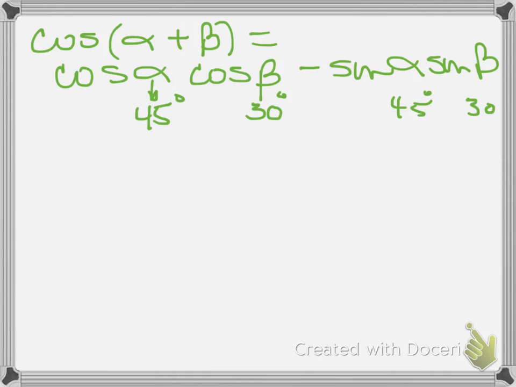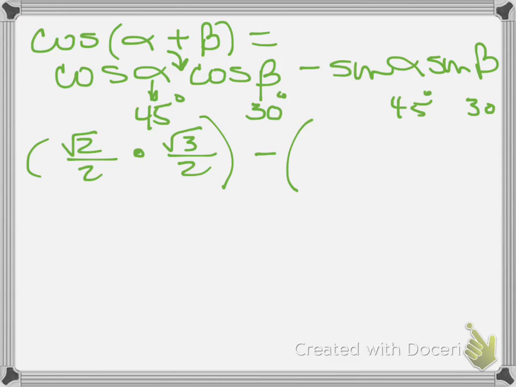So cosine of alpha is square root of 2 over 2. And since there's nothing between these two things, it denotes multiplication. So square root of 2 over 2 times square root of 3 over 2, minus square root of 2 over 2, because that's the sine of 45, times 1/2, which is the sine of 30. If you're bad with fractions, you may need to do a little review of multiplication and division of fractions and addition and subtraction of fractions.